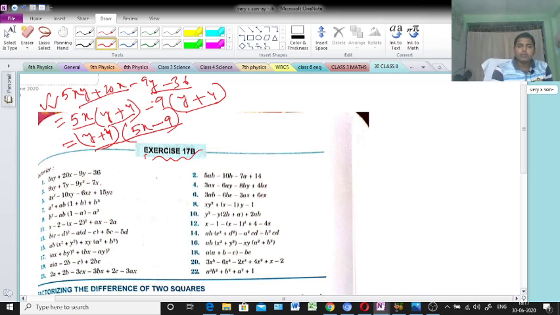Clear? Okay, next, question number 2. At first everyone try. Question number 2 is 5ab minus 10b minus 7a plus 14. You should check the question also, because if there is any mistake, the answer won't come right. So a wrong answer will come, that's why I'm telling. Now here, how many terms? 4 terms, so we'll take common from 2 terms.